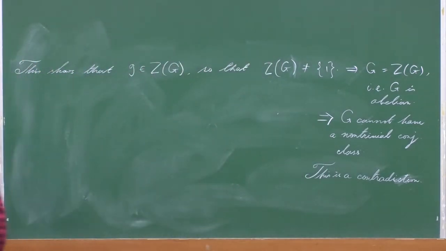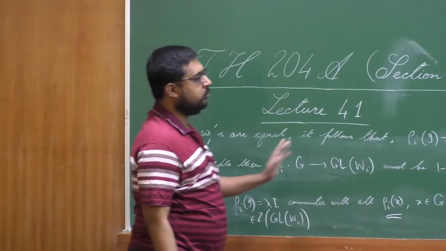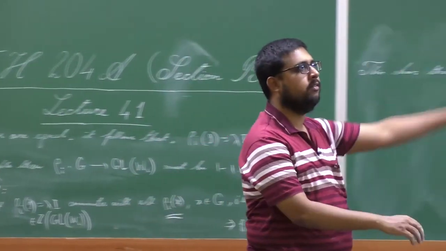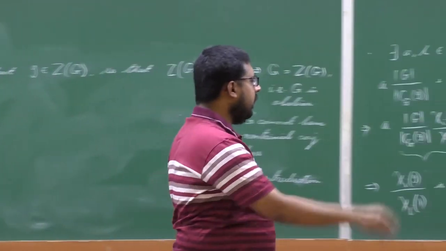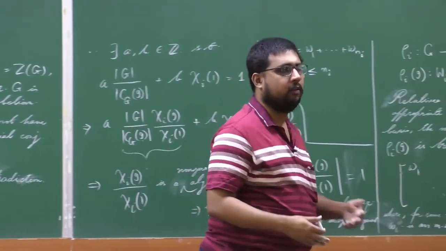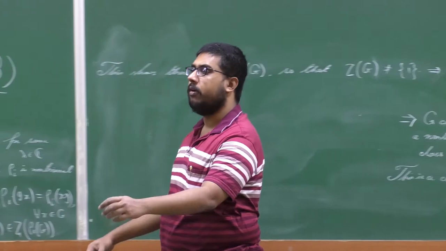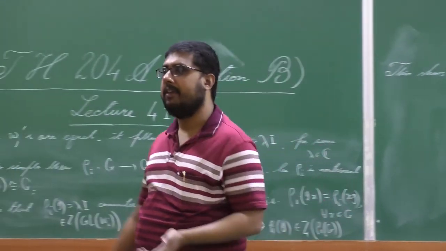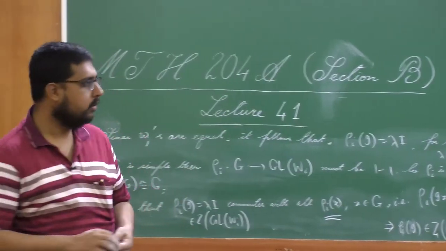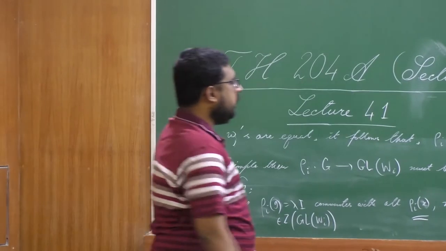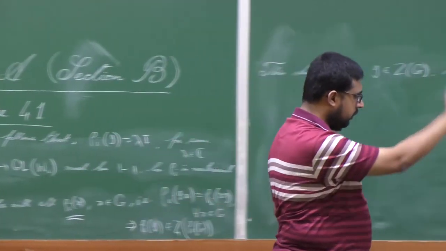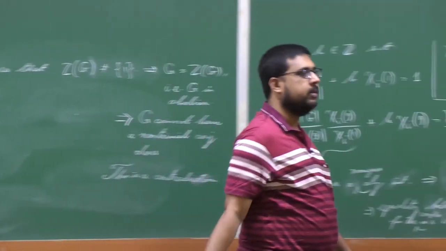So, thus we prove the second theorem due to Burnside, and once the second theorem is proved, already we have seen how the second theorem implies the first theorem. Then we have also seen how the first theorem implies that every group of order p to the power a times q to the power b is solvable. Okay. So that finishes the whole Burnside business.